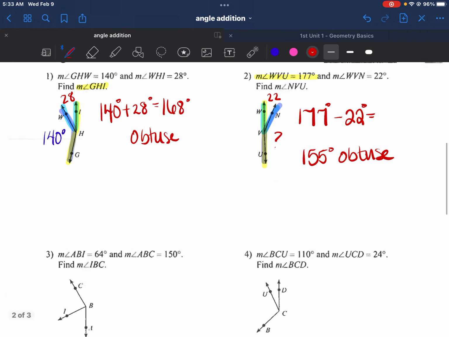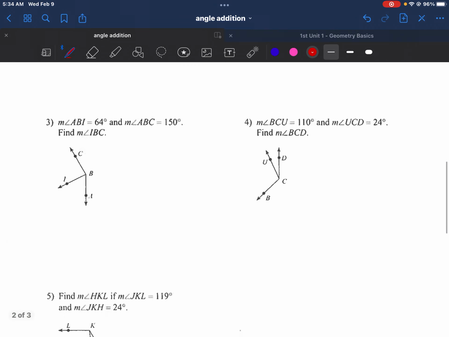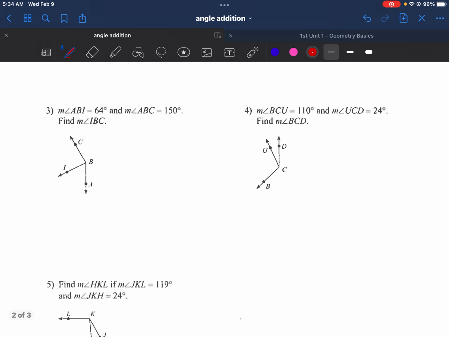Okay? Moving forward. ABC. ABC is right here at 150 degrees. So ABC is already given to us, which is 150 degrees. So that means we need to subtract. I need to figure out what other number, when added to 64, will give me 150 degrees. So ABI, which is right here, that is 64 degrees. I need to figure out what is IBC.